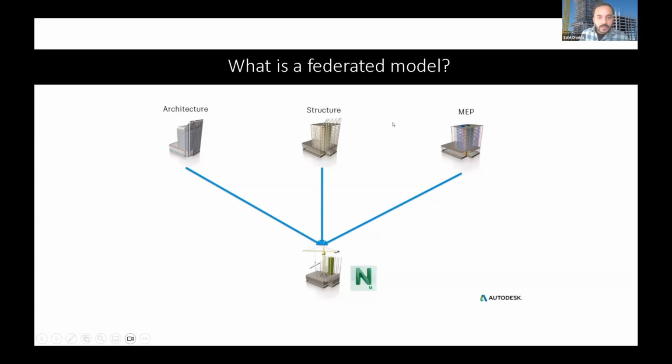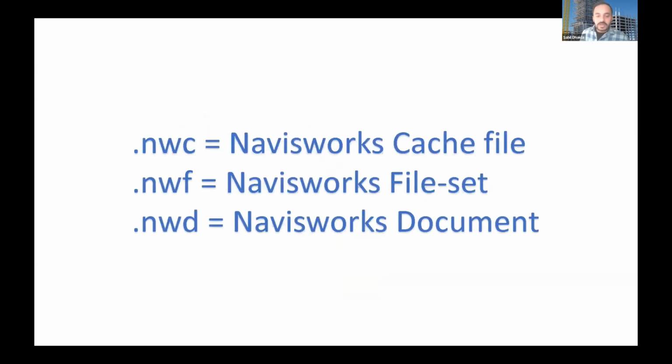So how can you make a federated model? You can make a federated model in Navisworks when you export out NWCs, which are the Navisworks cache files. You can create a federated model. So there are different file structures, the NWC, NWF, and NWD, which you see on your screen right now. C stands for a cache file, F stands for a file set, and D stands for a document. So these are three different file structures that you see with Navisworks.